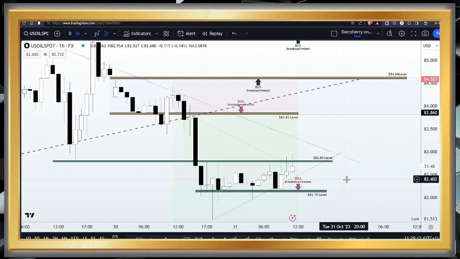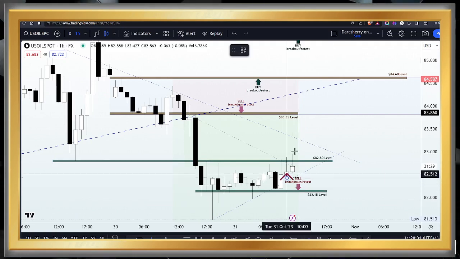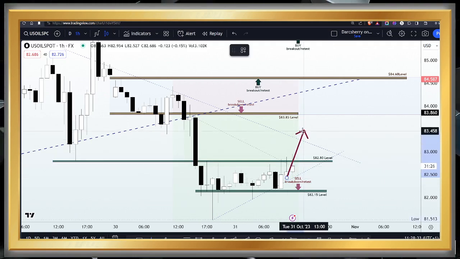Now, inasmuch as we look out for selling opportunities here, there are chances that buyers could take over this market. Remember, we just saw on the higher time frame that we have a beautiful demand zone sitting around the $81 and the $82 area, which has been a platform for buying power since the beginning of this month. And if that is going to be the case here, maybe the breakout of the $82.80 level could incite an uptrend move at this point in time.